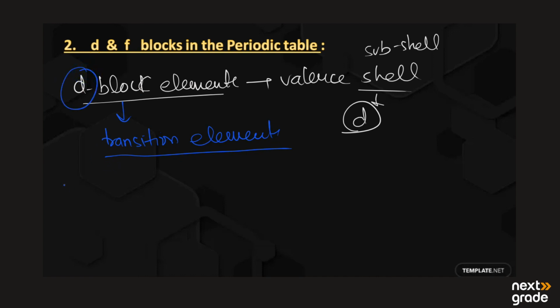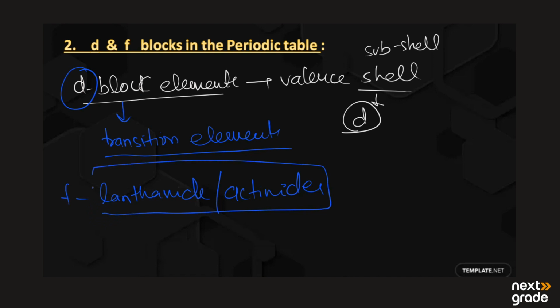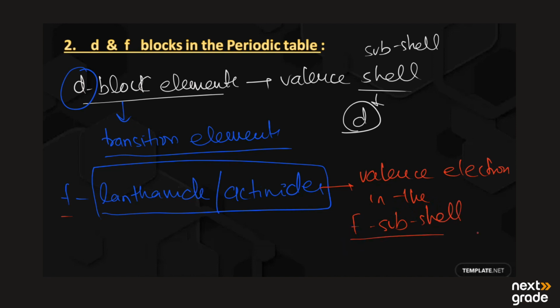On the other hand, if we are talking about the F block, it includes the lanthanides and the actinides. The F block contains actinides and lanthanides, so they have their valence electrons in the F subshell. That's why they are known as F block elements or F block in the periodic table.